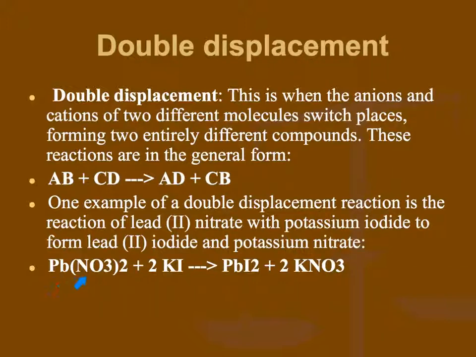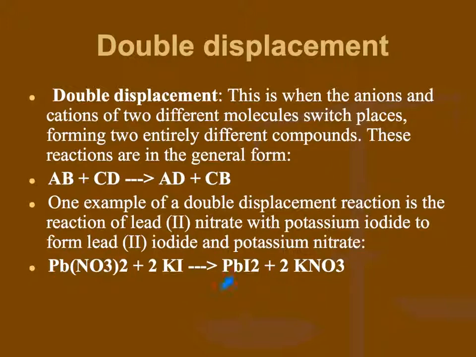So as we look at this formula right here, we have our lead(II) nitrate. Lead has a +2, nitrate has a -1, we crisscross, we get our formula. Potassium iodide, potassium has a +1, iodine -1, crisscross, we get our formula. Our lead and our potassium are our cations, or our positive charges. Our nitrate and our iodide are our anions, or our negative charges. So we trade places with the potassium and the lead.